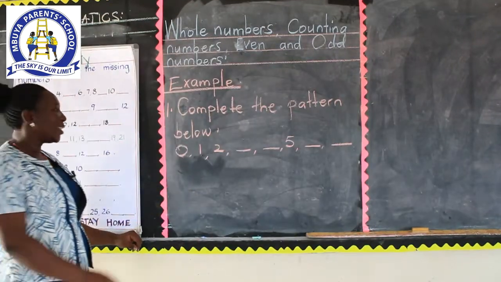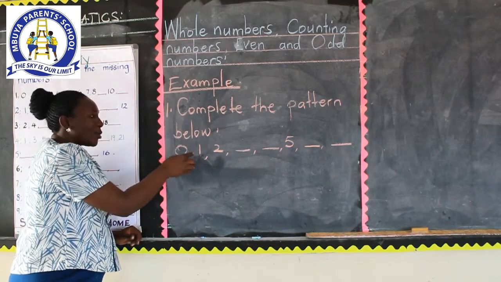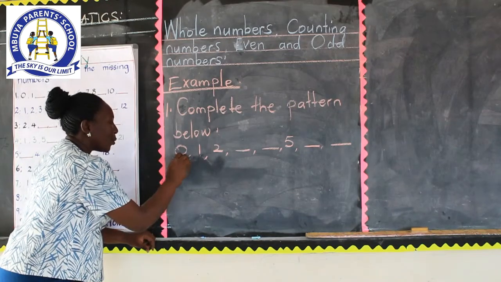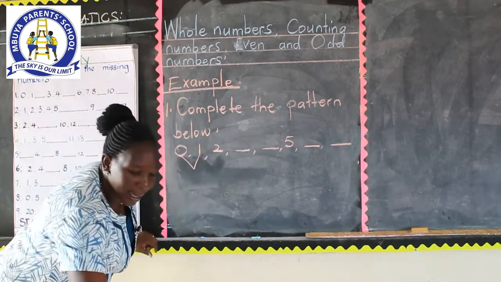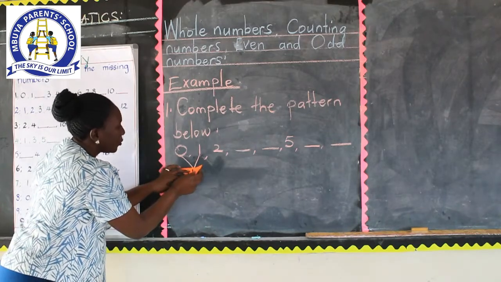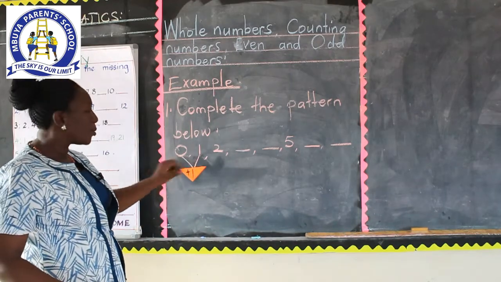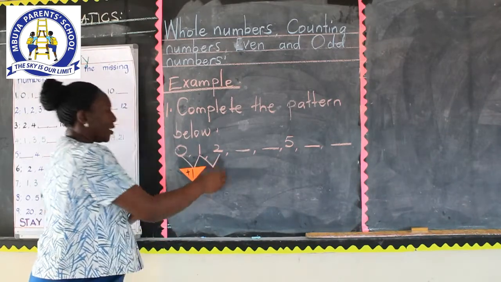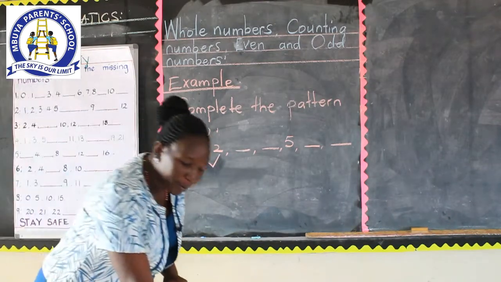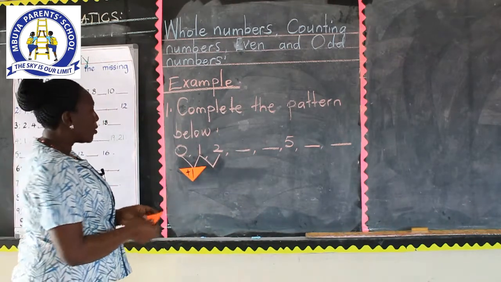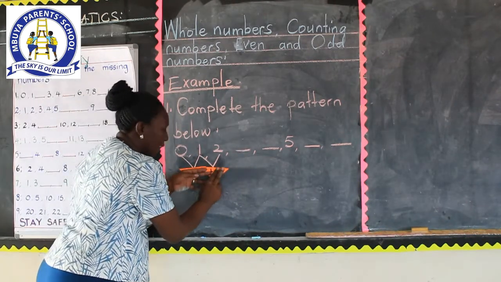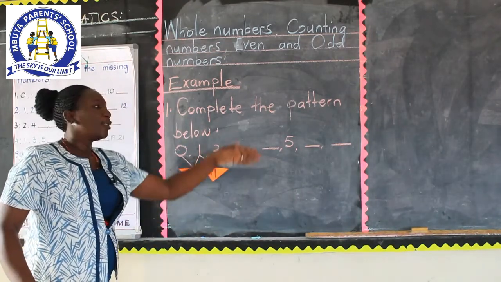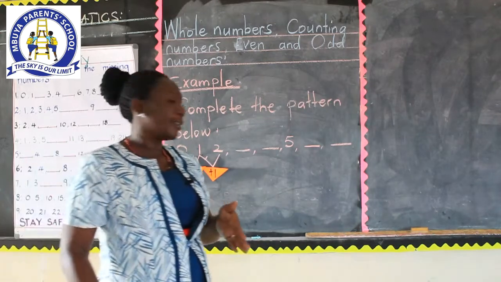What number was added to 0 to get 1? The answer will automatically be 1. So that means 1 was added to 0 to get 1. The same thing. What number did you add to 1 to get 2? Brilliant children will always say it is 1. That means we are going to add 1 to get the missing numbers.